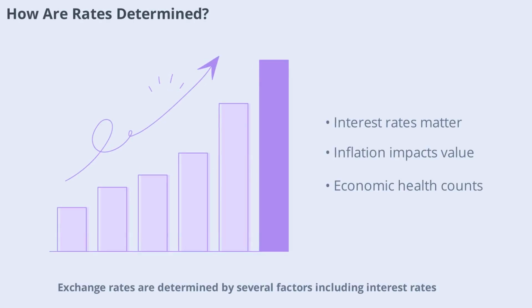Exchange rates are determined by several factors, including interest rates, inflation, and the overall economic health of a country. Central banks play a significant role by setting monetary policy and sometimes intervening in currency markets. When a country's economy is strong, its currency tends to appreciate, making it more valuable compared to others. Conversely, economic instability can lead to depreciation. Let's explore these factors in more detail to see how they shape the rates you see every day.